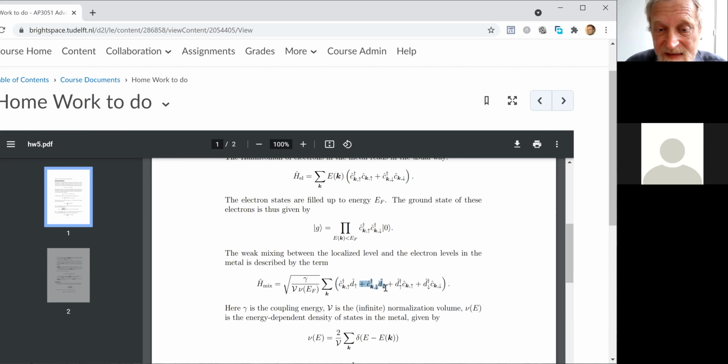This does the same with opposite spin, and the conjugated operators do conjugated things. They annihilate electrons in the metal and create them at the impurity. Good, that's what the terms do. Once again, I need to stress the importance of understanding what the individual terms do.